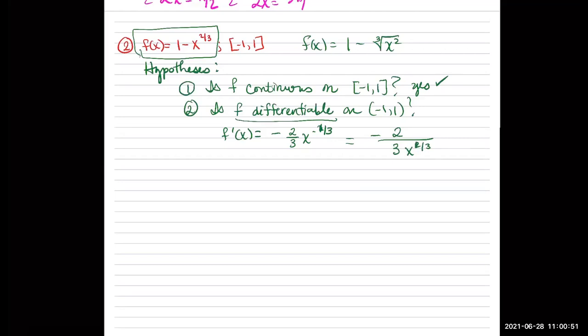So where is that derivative not defined? Yeah, it's not defined at 0, so that means that it is not differentiable at x equals 0. And notice that x equals 0 is in our interval from -1 to 1. So that means that if it's not differentiable on that interval, Rolle's theorem does not apply.